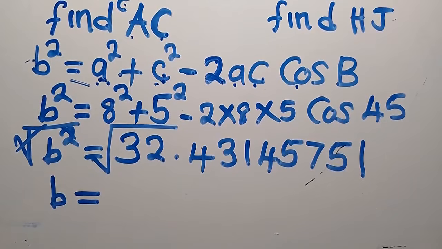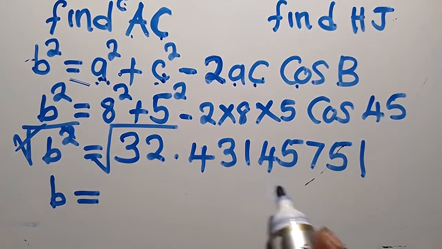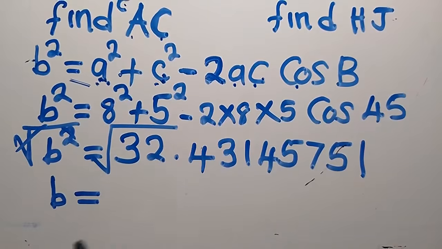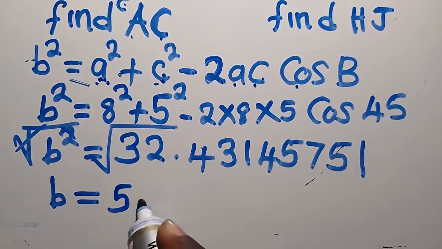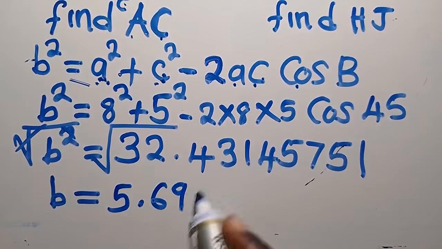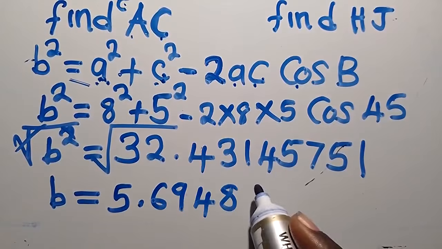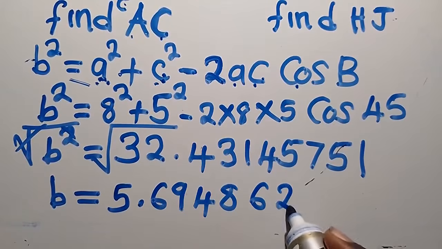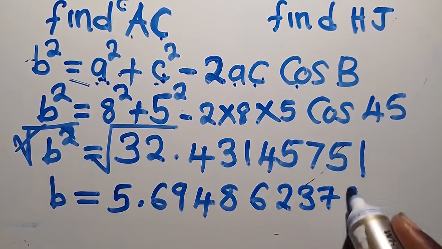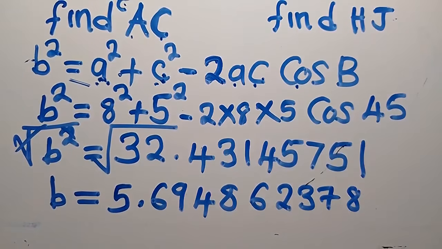You say, what is the square root of that number? The square root of this number is 5.69486237.8, like that. So you can confirm.